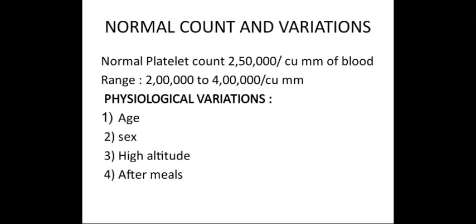Now we will see the normal count and variations of the platelets. The normal platelet count is 2,50,000 per cubic millimeter of the blood. It ranges between 2 lakhs to 4 lakh per cubic millimeter of the blood. Now we will see the physiological variations. Age, platelets are less in infants, that is 1.5 to 2 lakhs per cubic millimeter, and it reaches normal level at third month of the birth.